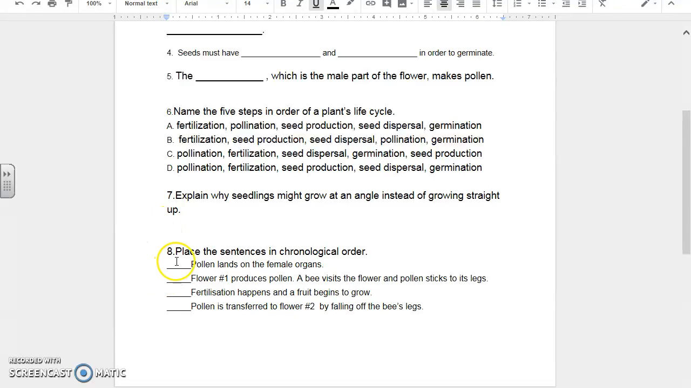Number 8. Place the sentences in chronological, or ABC 1, 2, 3 order. Pollen lands on the female organs. Flower number 1 produces pollen. A bee visits the flower and pollen sticks to its legs. Fertilization happens and a fruit begins to grow. Pollen is transferred to flower number 2 by falling off the bee's leg.